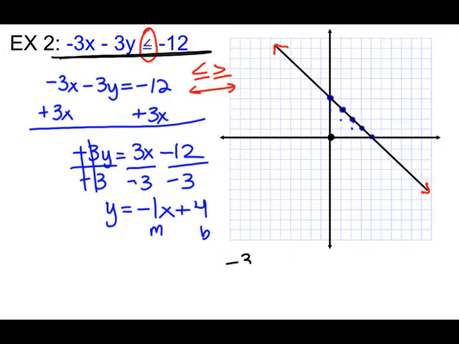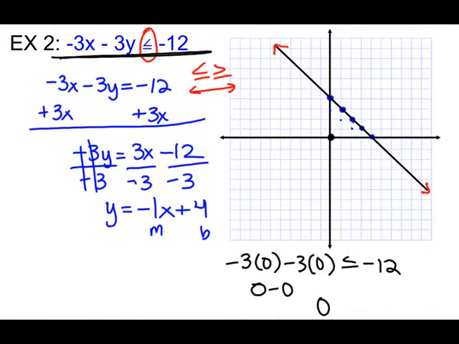So the problem is negative 3 times 0 minus 3 times 0. The question is, is it less than or equal to negative 12? Well, negative 3 times 0 is 0. Negative 3 times 0 is 0, so 0 minus 0 is 0. Bring down my negative 12. 0 is bigger than negative 12. Are my inequalities opening the same way? Well, they're not. So this is false. So 0, 0 does not work this time.